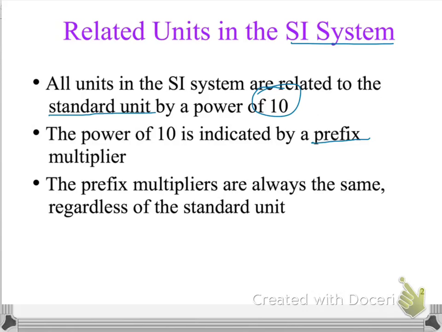So we can either make a value larger than the standard unit or smaller than the standard unit by utilizing a prefix. And these prefix multipliers are always the same regardless of the standard unit. So for instance, if we're dealing with a millisecond or a millimeter, in both cases we're talking about some value that is 1/1000th of the standard unit. So a millisecond is 1/1000th of a second, and a millimeter is 1/1000th of a meter.